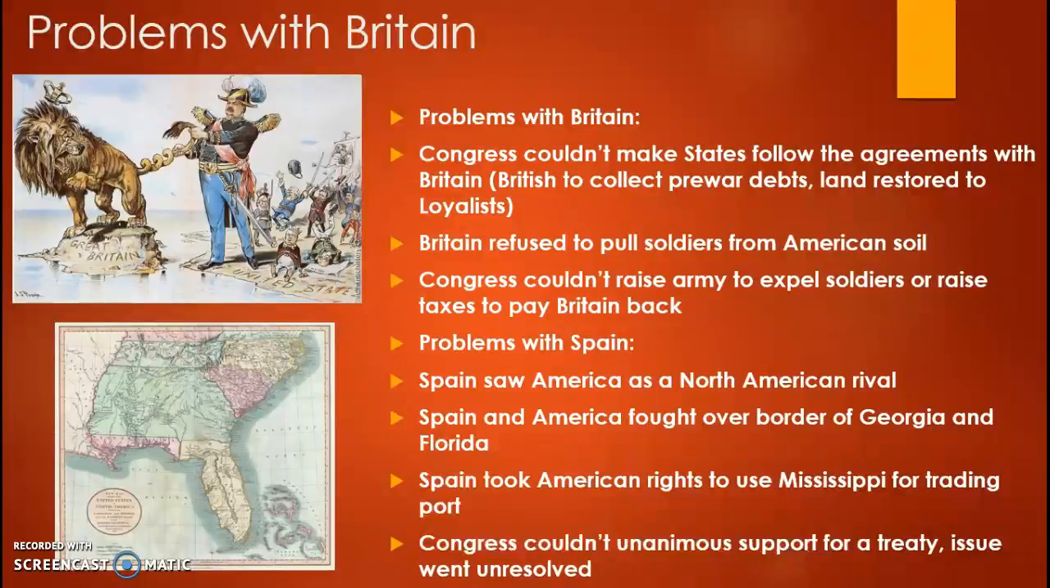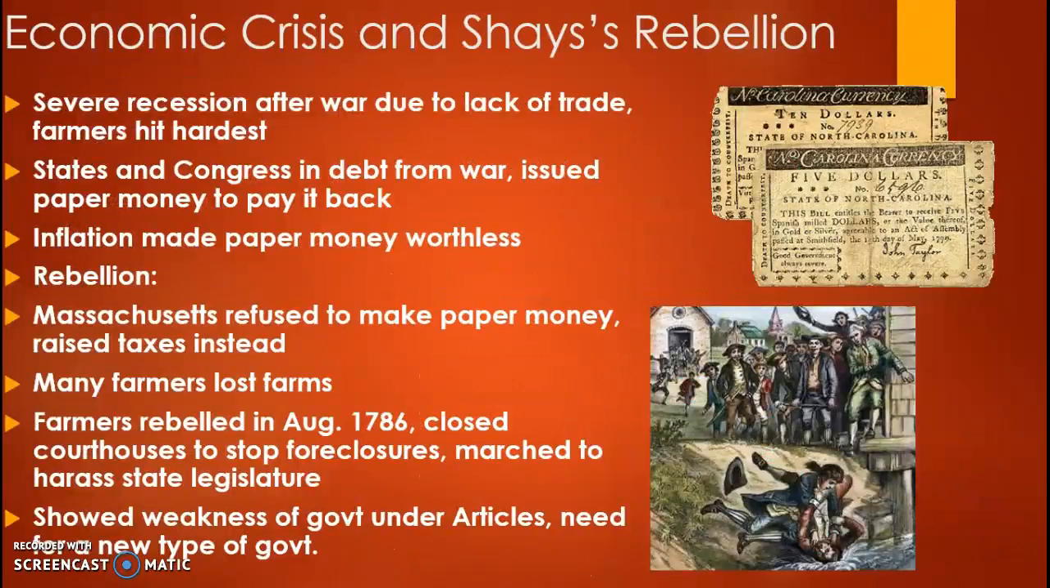So obviously you can see these are major problems already arising with the Articles. Another problem they had was economic crisis, which eventually led to Shays' Rebellion. Obviously, we had a huge recession economically after the war because Congress couldn't do anything about regulating trade. They couldn't do anything about raising any taxes or protecting anyone's property. So their solution was to actually create paper money in order to pay back the British.